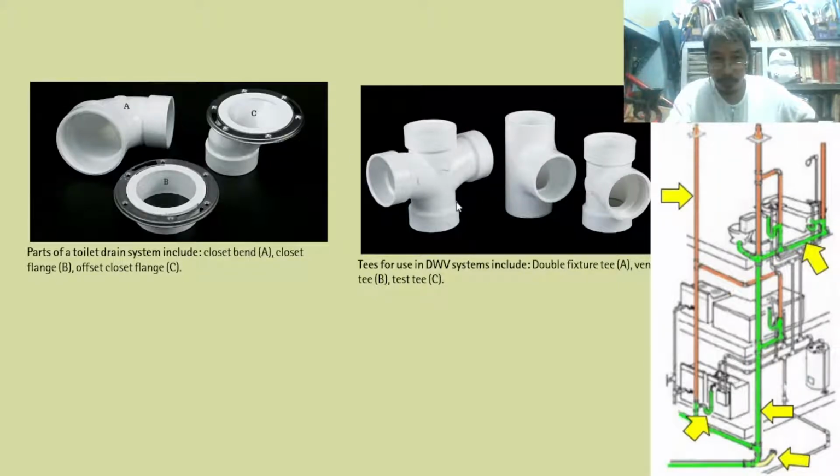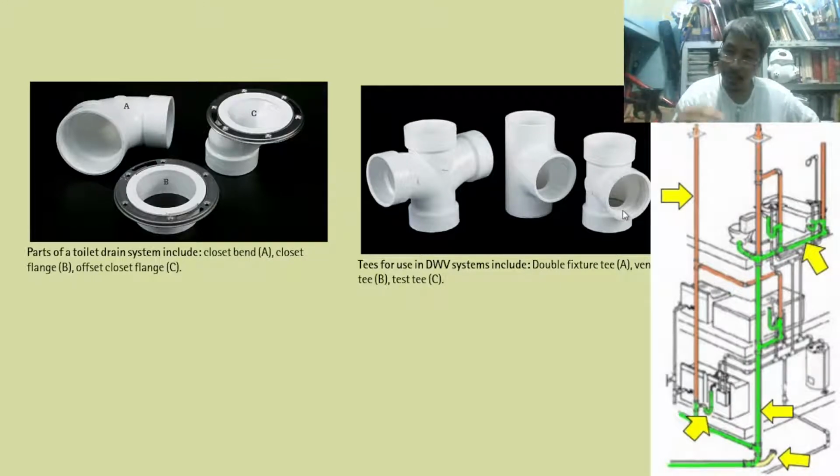Next, we have what? T. Letter A. This is double fixture T. Okay, so this is T. And letter B, vent T. This is vent T. It is allowed to be cornered at 90 degrees. It is allowed to have a corner of 90 degrees.